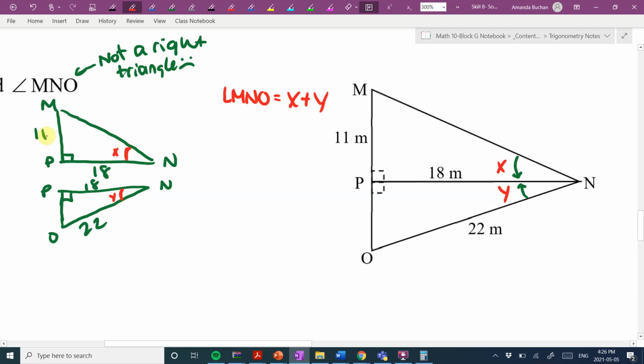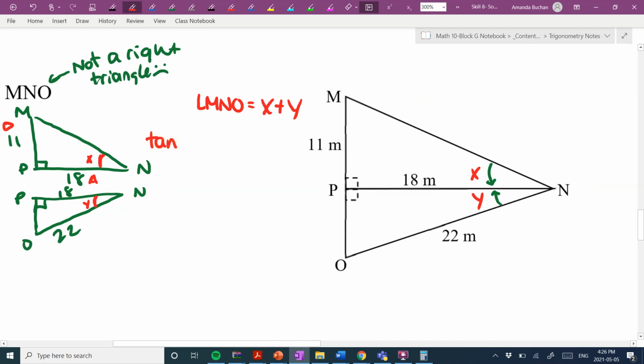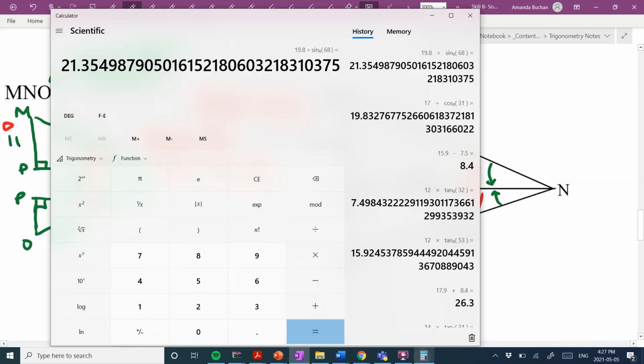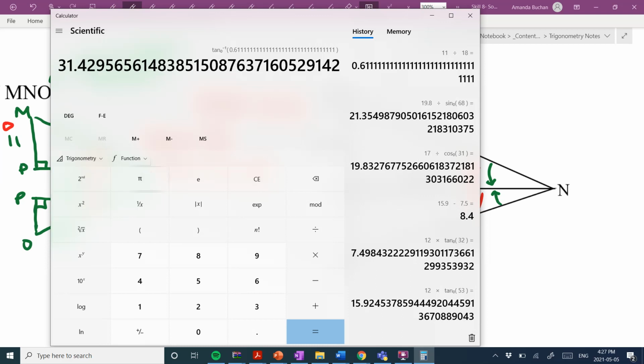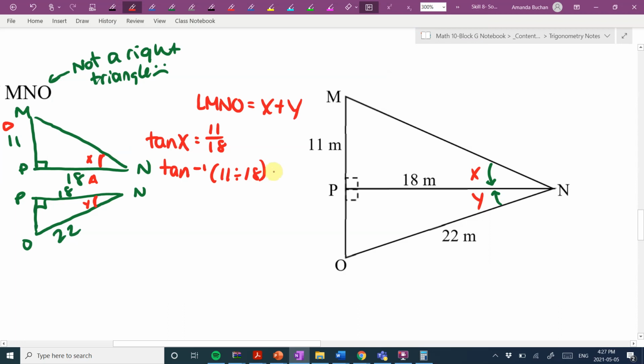So for x, we're looking at opposite and adjacent. And because this is a right triangle, I can use my trig ratios. Now this time I don't know the angle, so instead of putting a number there, we're using x, right? We have to have all of those spots filled in. So to get an angle, we're going to use that inverse tan function in the calculators. So we'll have 11 divided by 18, and we're going to use the inverse tan. So I got 31 degrees.